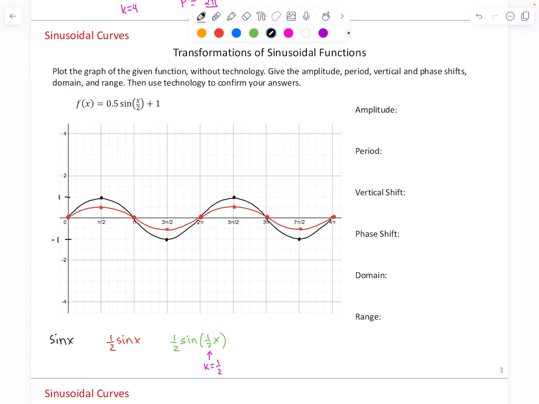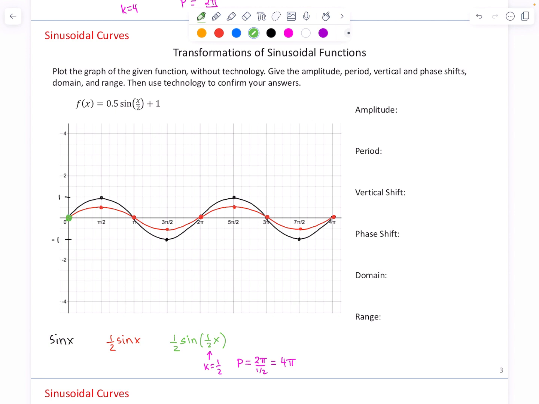So this will have the effect of doubling the period. Or we simply use the formula: the period is equal to 2 pi divided by k, where k is 1/2. When you divide by 1/2, you multiply by 2 instead, and so we get the period is now 4 pi. So our green graph will be like the red graph, but stretched horizontally by a factor of 2.